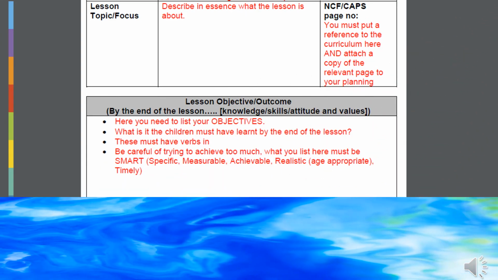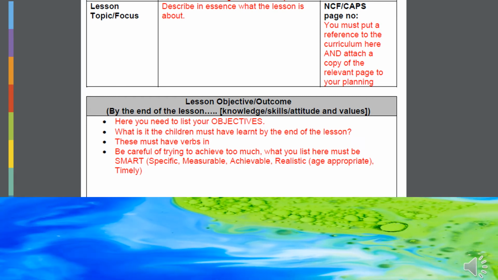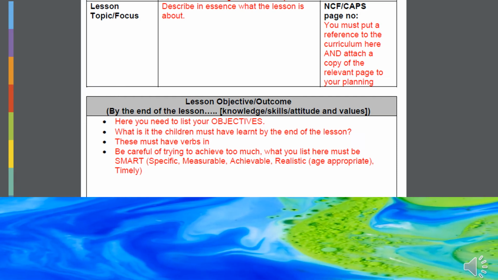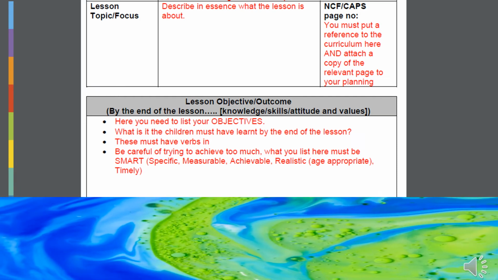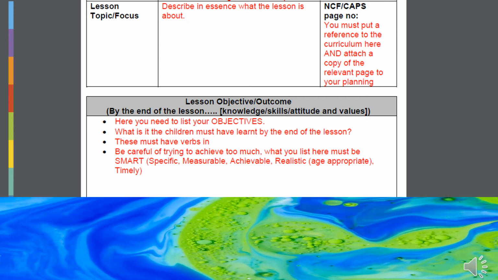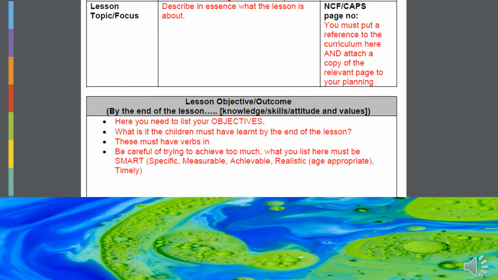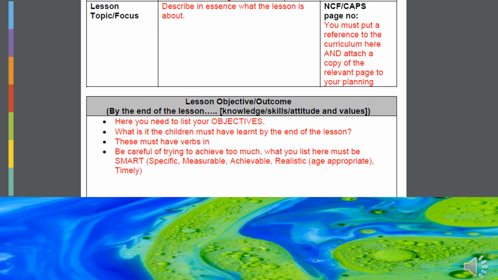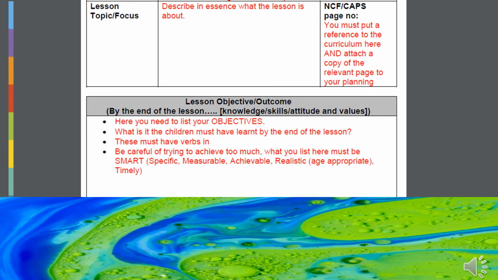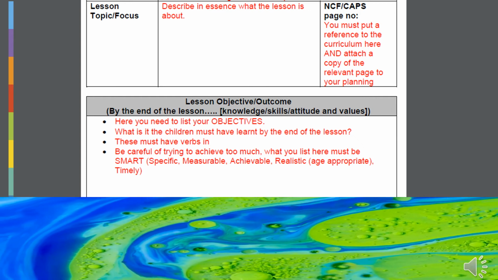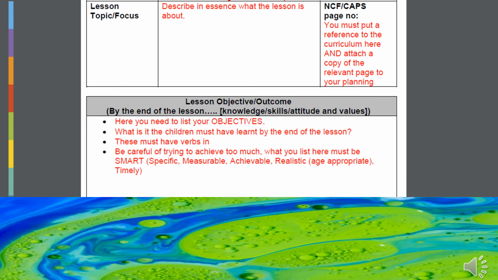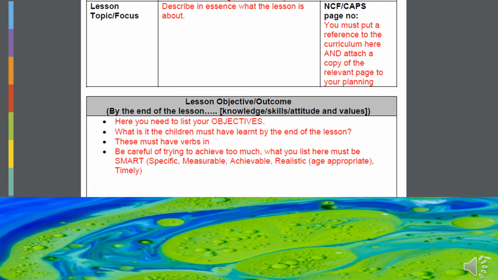Following this, you need to include your lesson topic or focus, and this is where you describe in essence what the lesson is about, and make sure that you put in the CAPS number and attach the copy of the relevant page of the CAPS document to your planning. Your lesson objectives or your outcomes, these can be used by the end of the lesson, and this is where you need to list your objectives, what the children must have learnt by the end of the lesson, what verbs have been used. Be careful in trying to achieve too much. Remember, you need to be realistic. So here you need to make sure that you are SMART, specific, measurable, achievable, and realistic. Make sure it is age appropriate and timely.